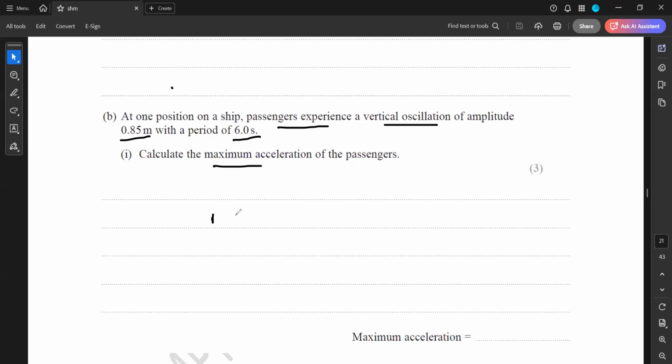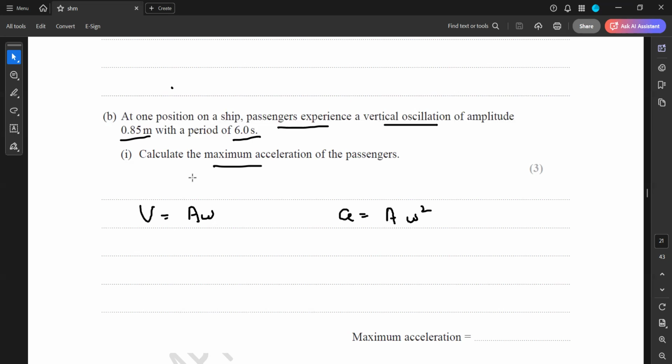If I need the maximum velocity, v is equal to A omega. But if I need the maximum acceleration, it is equal to A omega square. This is the formula which we can use for calculating the maximum acceleration of a simple harmonic motion, which is A times omega square.